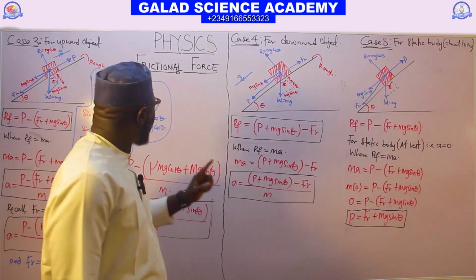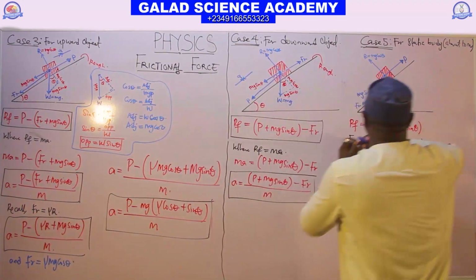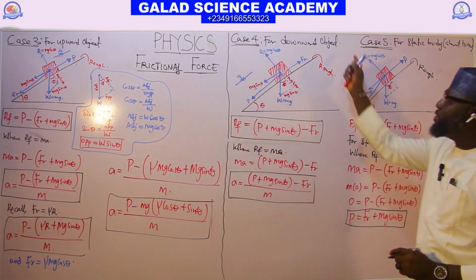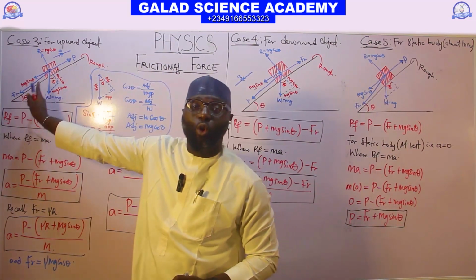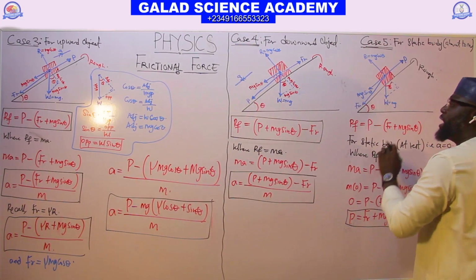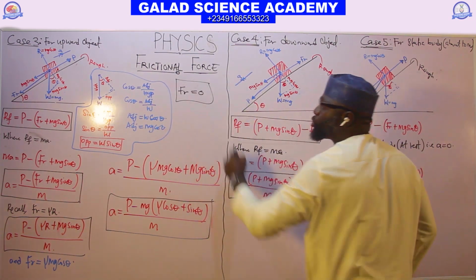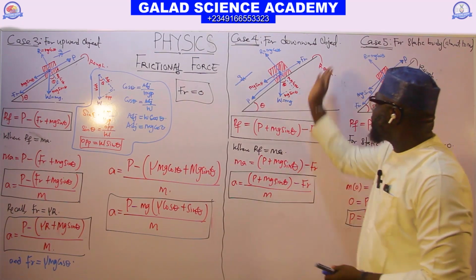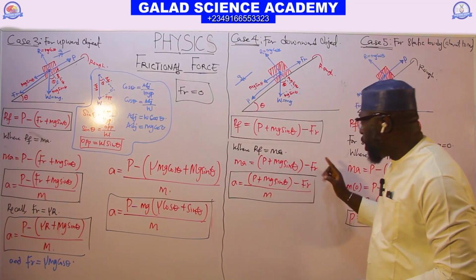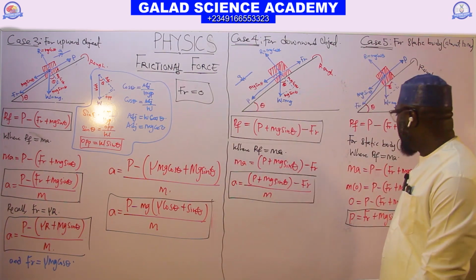But note one thing: for all of these three cases, the plane here is rough. But if the plane we have is a smooth surface, not a rough surface, anywhere you see frictional force, it will become zero. Frictional force will become zero for a smooth surface. Please note the case: in case all these planes are smooth, your frictional force will become zero.